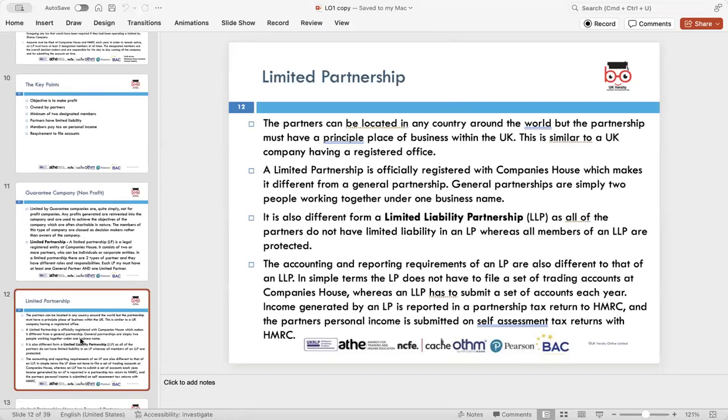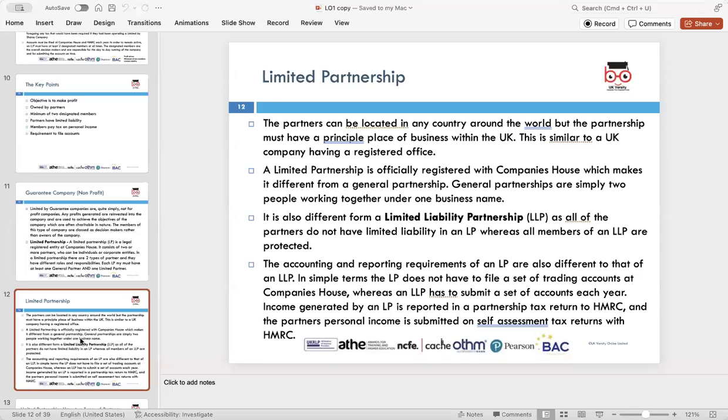Okay, next one is the limited partnership. It is possible for the partners to be situated in any country around the globe. Nevertheless, it is imperative that the partnership has a primary place of business within the United Kingdom. It is comparable to a firm based in the United Kingdom having a registered office. When compared to a general partnership, a limited partnership is distinguished by its official registration with Companies House, which sets it apart from the latter.